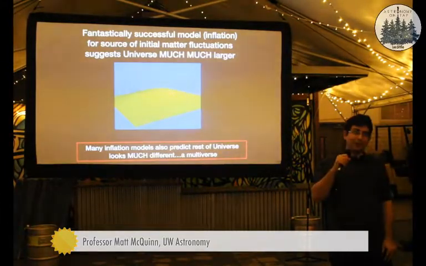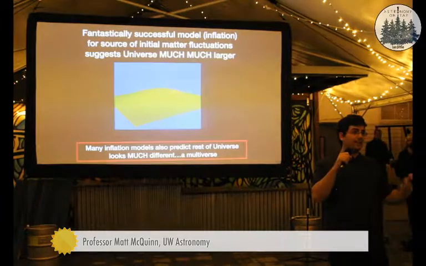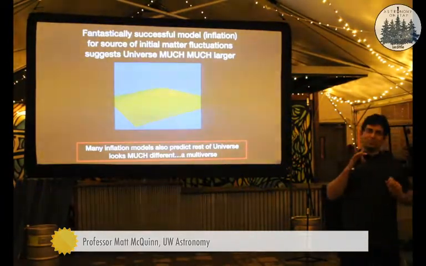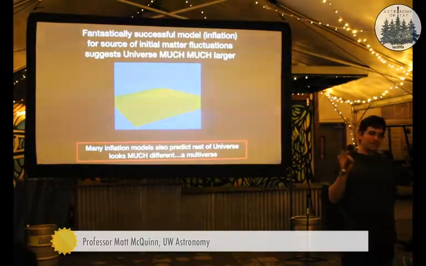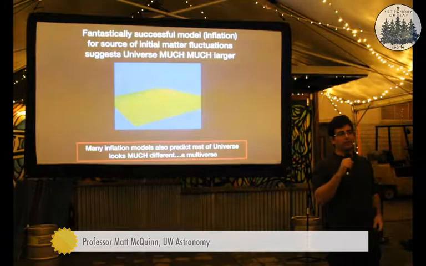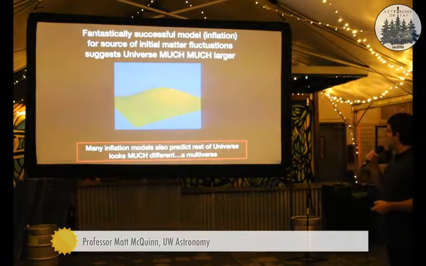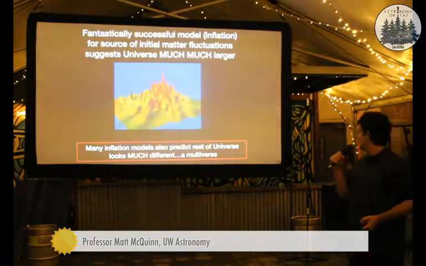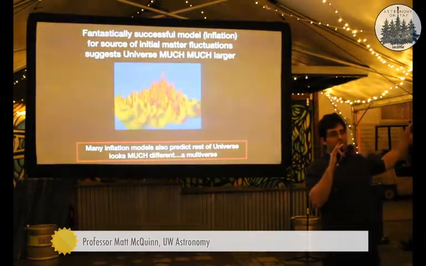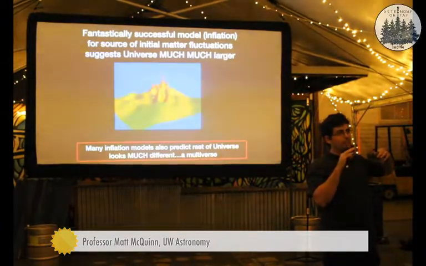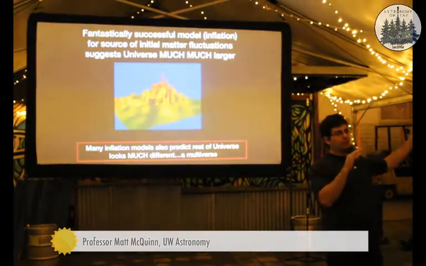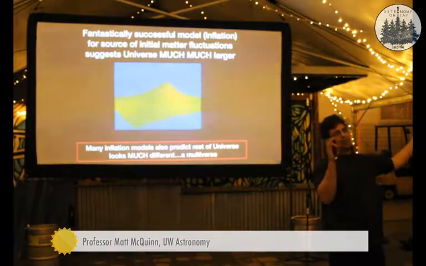But it really explains the properties of these density fluctuations we see in the universe. It's really successful. But the way this theory works, it predicts that the universe is very, very likely much, much larger than our universe. And in fact, in many versions of inflation, it predicts that not only is the universe much, much larger than anything we can observe, but that the universe varies from place to place. Most parts of the universe are expanding much faster than our universe.